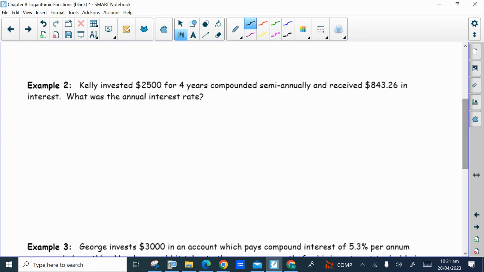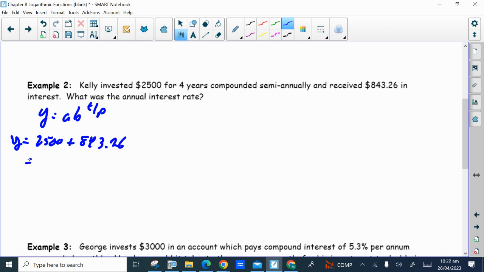Looking at example 2. Kelly invested $2,500 for 4 years. It's compounded semi-annually, which is twice a year, and received $843.26 in interest. What was the annual interest rate? So if again we use that same formula, y equals a times b to the power t over p. Remember, y is the final amount, which in this case would be the original 2,500 plus the interest of 843.26.